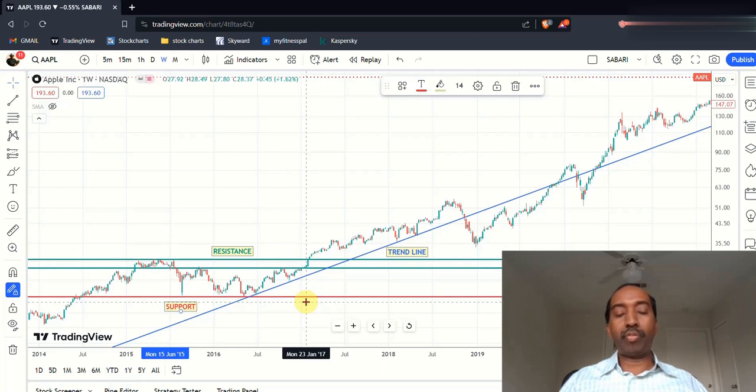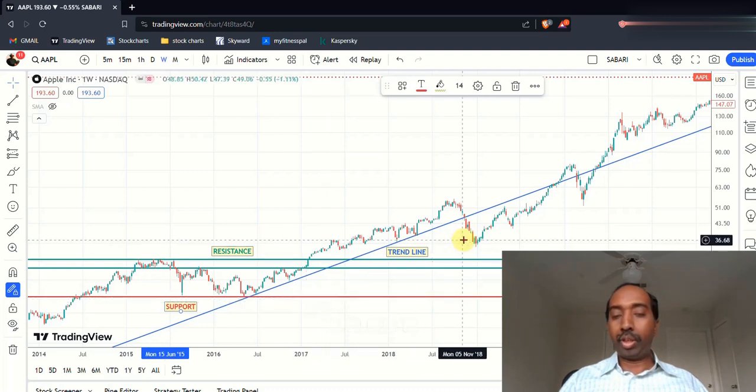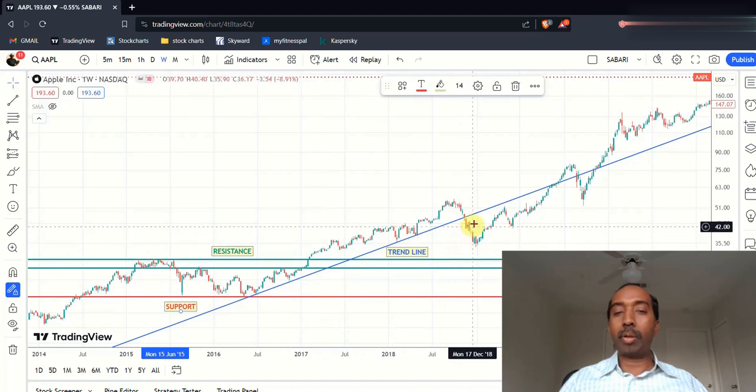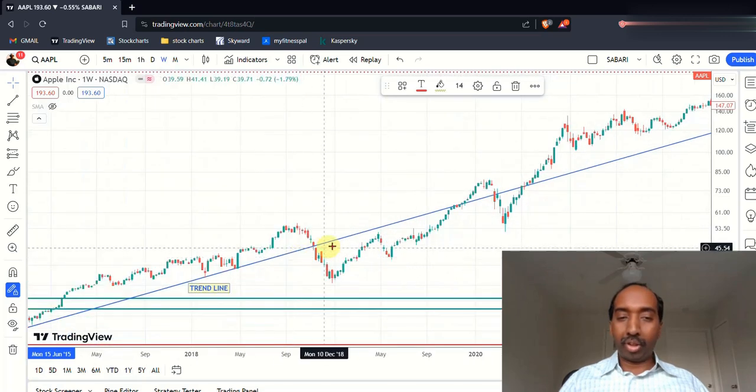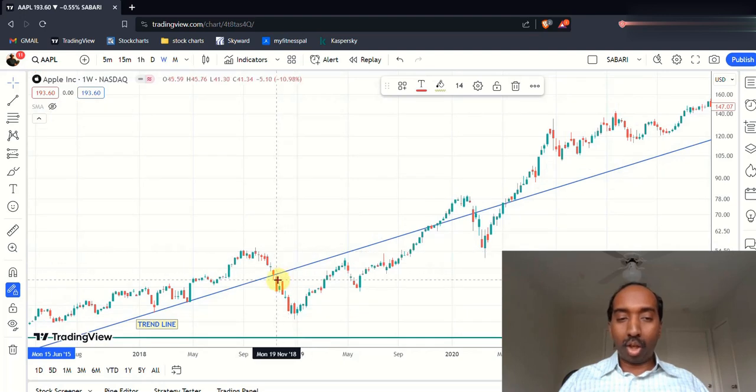Breakout is not sufficient. We need confirmation for the breakout as well. Breakout can be confirmed when the price closes below the breakout level. For example, here if you see, we have the trend line, breakout happened. There is a small area where the price moved below the trend line. This is not considered as a breakout. Just the wick of the candle moved below the trend line. This is not considered as breakout.